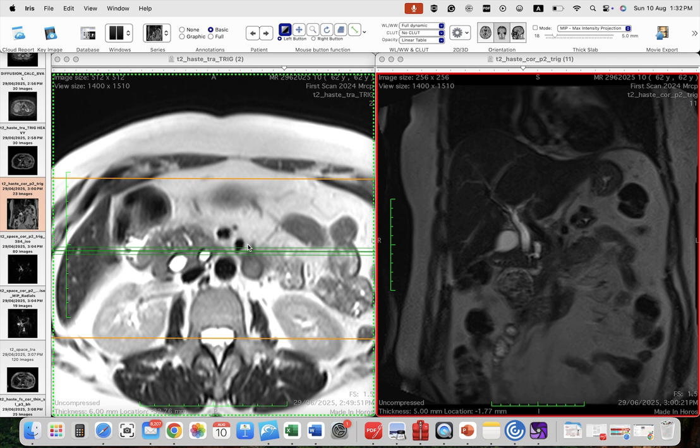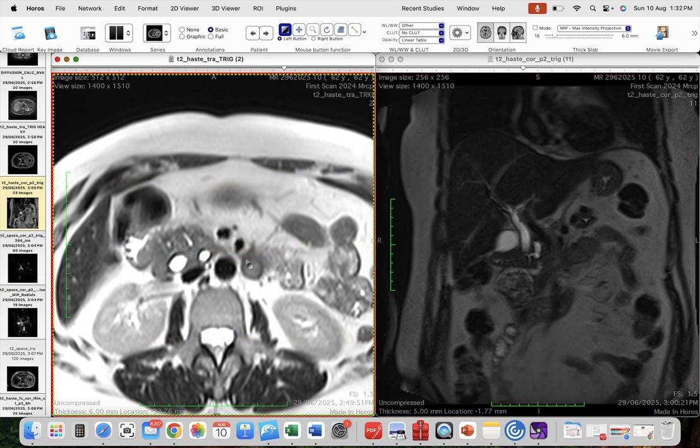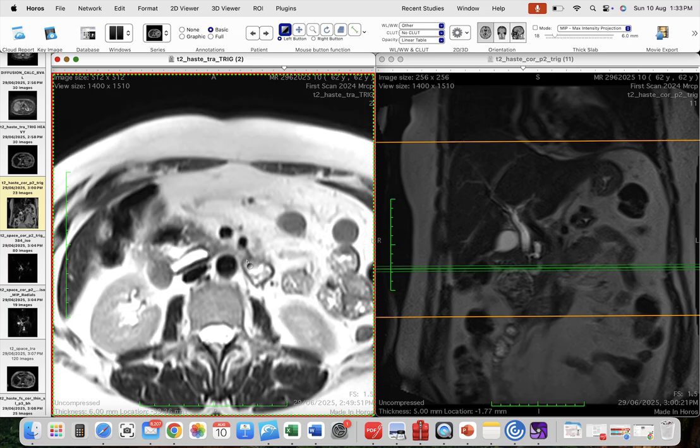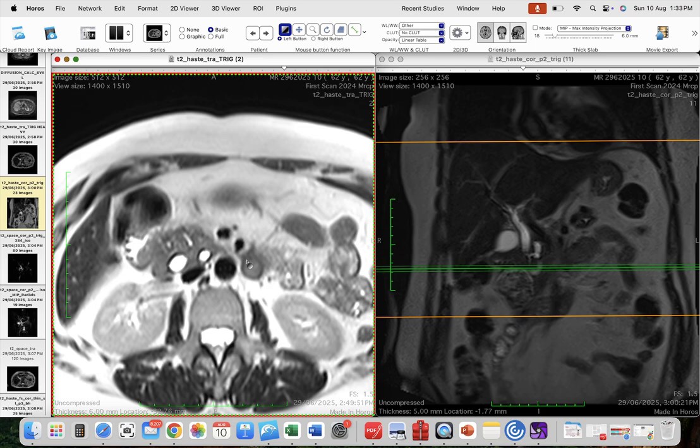Okay, this is a female patient aged 62 years old, who came with a history of follow-up on a pancreatic mass. I don't have the DICOM files of the previous CT study. However, the CT report mentioned a well-defined enhancing lesion at the pancreatic head.